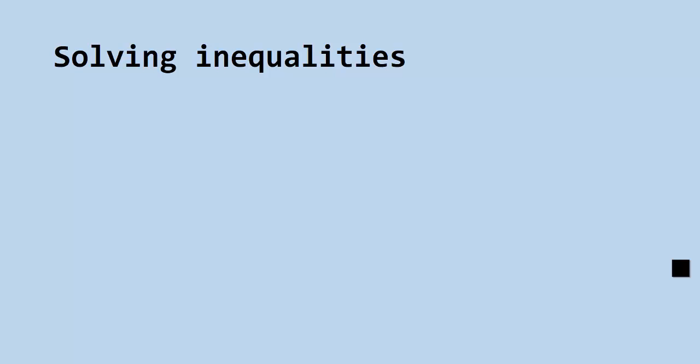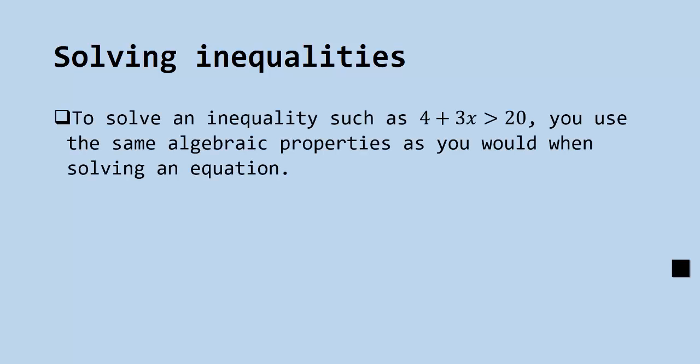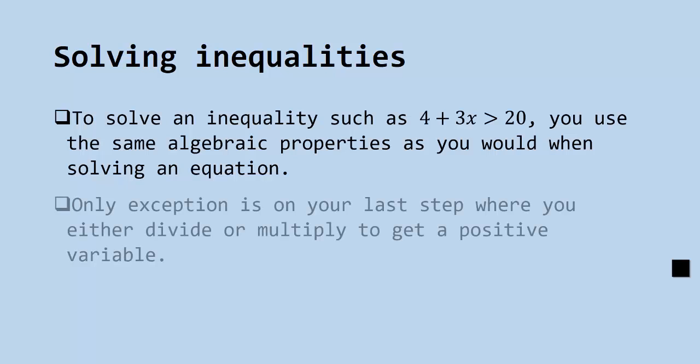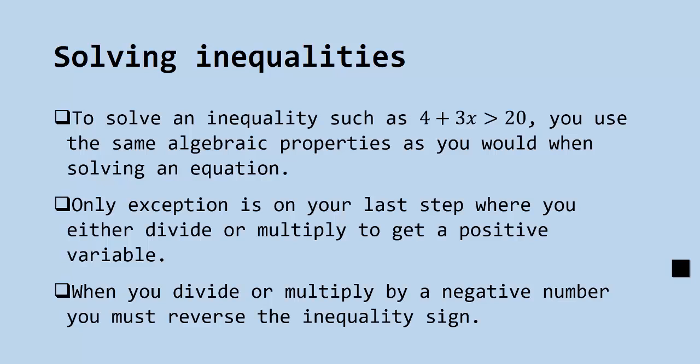So let's start with solving inequalities. To solve an inequality, such as 4 plus 3x is greater than 20, you use the same algebraic properties as you would when solving an equation. The only exception is on your last step, where you either divide or multiply to get a positive variable. When you divide or multiply by a negative number, you must reverse the inequality sign.